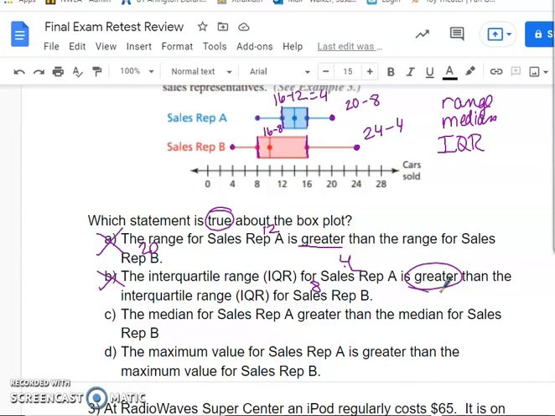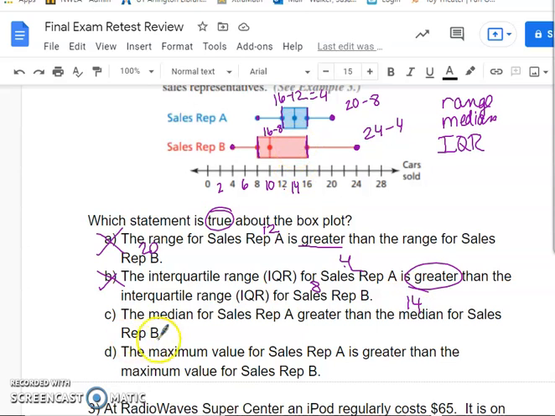The median for sales rep A, median. Okay, so these have all been exactly on a number, it looks like. So we have to do the between points. So 0, 4, so that means that's 2 in the middle, right? Between 4 and 8, 6, between 8 and 12, 10, between 12 and 16, 14. Okay, so the median for A is greater than the median for B. Median for A is 14.